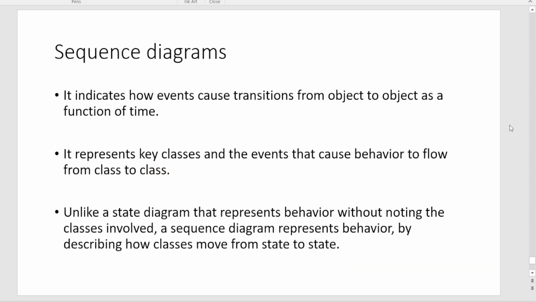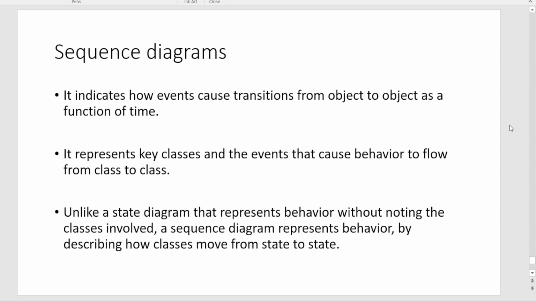The next thing is called the sequence diagram. It indicates how the event causes transition from object to object as a function of time. When we go from object to object, not class to class, object to object as a function of time, we should know which object is called at what instance of time. It represents the key classes and the events that cause behavior to flow from class to class.